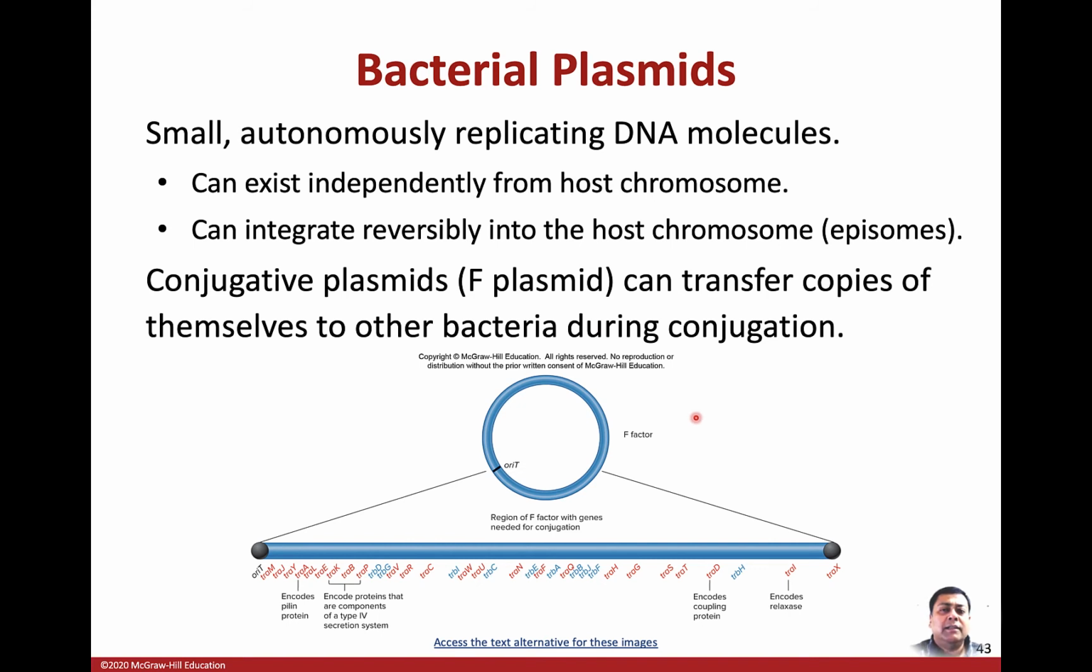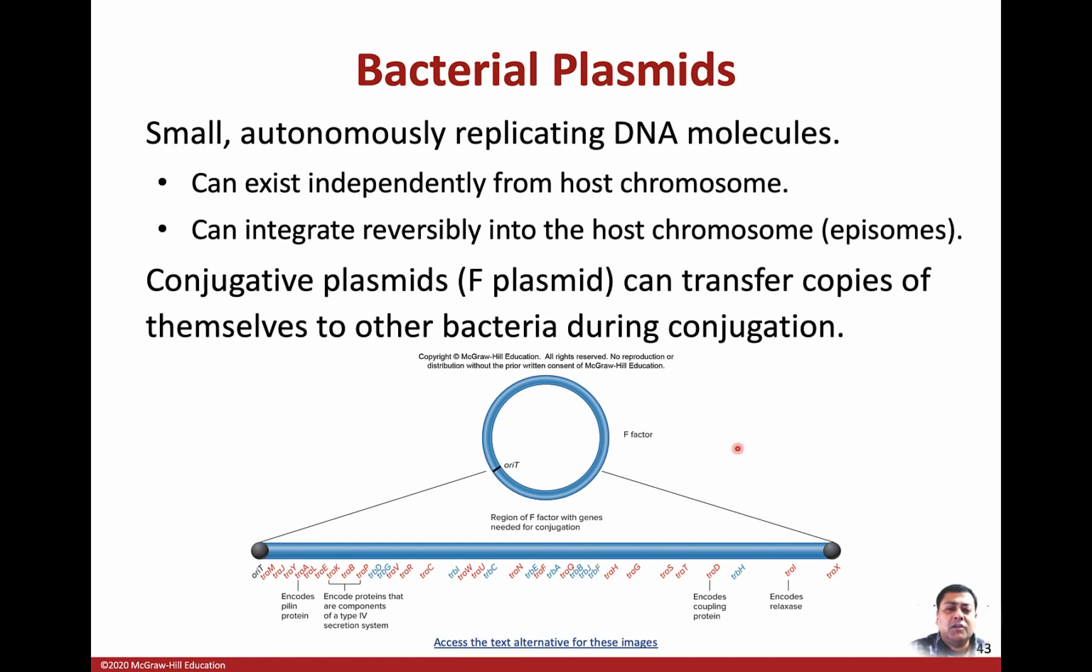So looking at this F plasmid, it will have an origin of replication, and this origin is known as oriT, because we call it the origin of transfer. You can see that this plasmid contains a lot of different genes, called the tra family of genes, and they encode pilin proteins. We are going to talk about what they are. They encode proteins of the type 4 secretion system. We are going to talk about what the type 4 secretion system is. They also encode a coupling protein, and relaxases, and we are going to talk about these in the conjugation process.